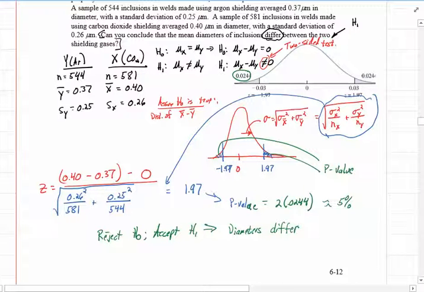And again, it's important to write your conclusion in terms of the question asked and the physical experiment that was done.